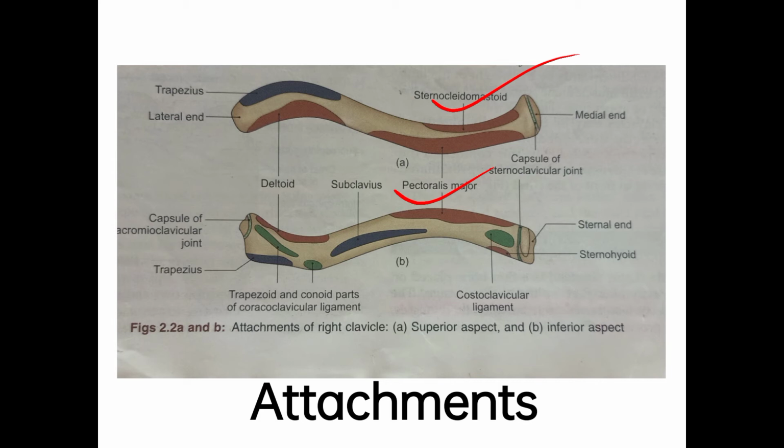The oval impression of the inferior surface at the medial end gives attachment to the costoclavicular ligament. The subclavian groove gives insertion to the subclavius muscle. Here is the subclavian groove which gives insertion to the subclavius muscle. The margin of the groove gives attachment to the clavipectoral fascia. The posterior surface close to the medial end gives origin to the sternohyoid muscle.